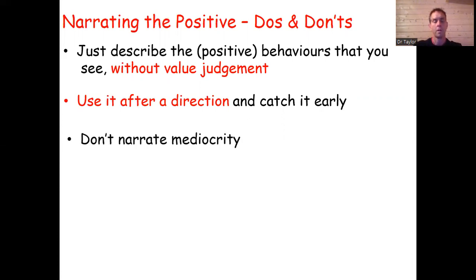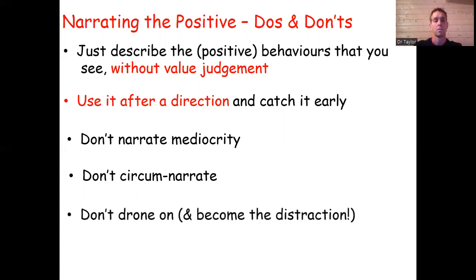Don't narrate mediocrity. Don't circumnarrate. Circumnarrate might be where you've got, I don't know, a group of seven students working really well, and one in the center is not. So don't narrate the positive all the way around the outside of the student who is not doing it. You can obviously narrate the positive, but you have to do something different, possibly with the student who's sat in the middle, not meeting your expectations. Don't drone on. The fear here is that we're constantly narrating the positive in the classroom.